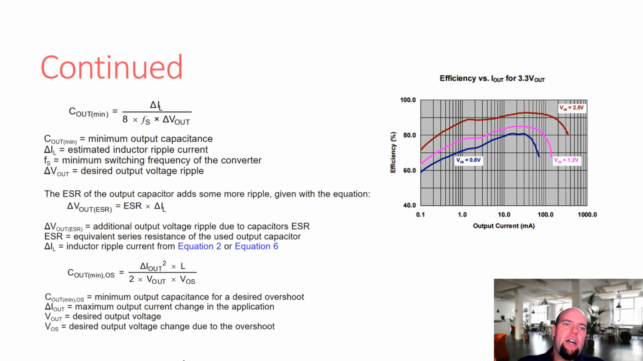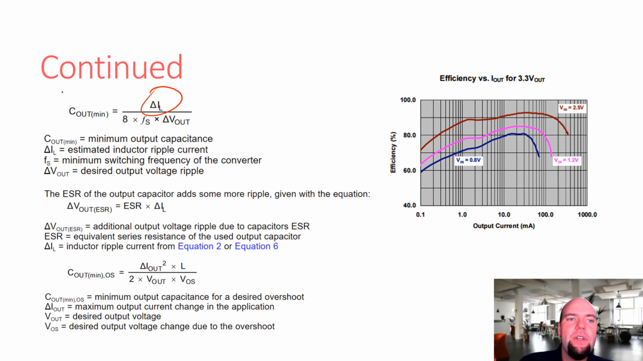But the output capacitor minimizes your voltage ripple. So your inductor controls current ripple, output capacitor controls voltage ripple, but they're related to each other. Obviously, the bigger your current ripple, the bigger your capacitor you're going to need to get a nice clean output ripple. And the equation is fairly straightforward.